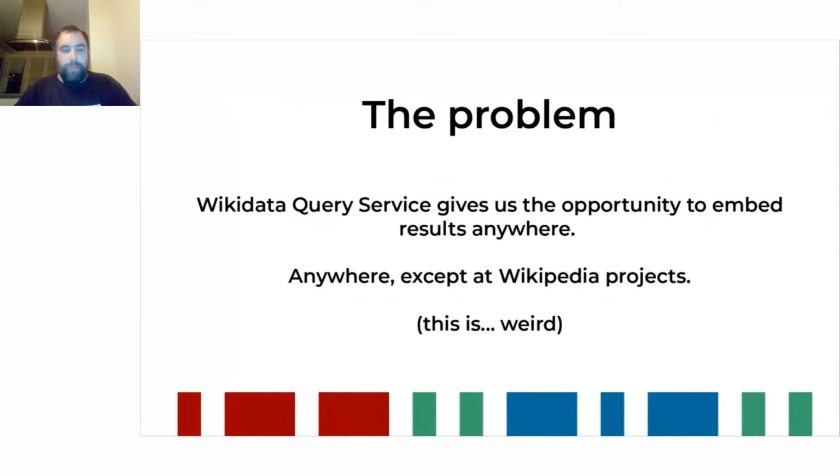So the problem is that Wikidata Query Service gives us the opportunity to embed results anywhere in any web page, in any service in the world, except at Wikipedia projects. And this is quite weird because we can see results, but we can't show them in, for example, a Wikidata article or at Wikiversity or at any other wiki inside our system.